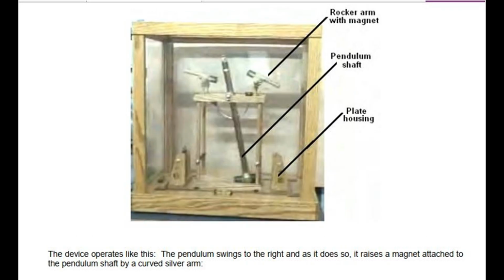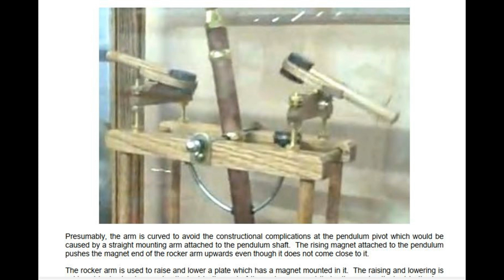The device operates like this: the pendulum swings to the right, and as it does so, it raises a magnet attached to the pendulum shaft by a curved silver arm. Presumably, the arm is curved to avoid the constructional complications at the pendulum pivot which would be caused by a straight mounting arm attached to the pendulum shaft. The rising magnet attached to the pendulum pushes the magnet end of the rocker arm upwards even though it does not come close to it.